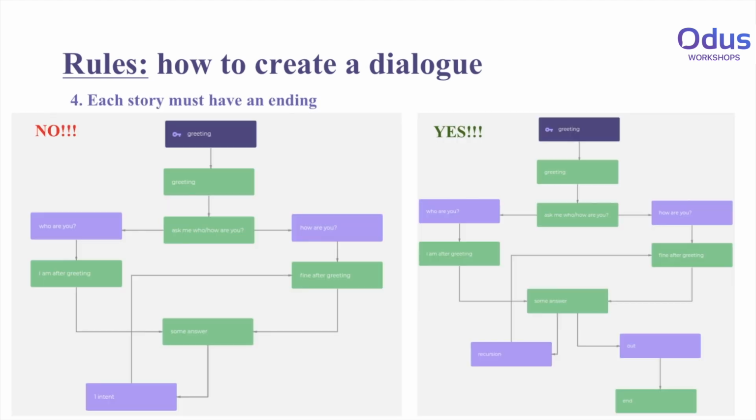The rule number 4 is that each story must have an ending. You can see that in the left example, the dialogue is structured as a cycle. This means that the artificial intelligence will be confused and could not finish chatting with the user because there is no end point of the dialogue. In the right example, you can see that the dialog has the certain end.